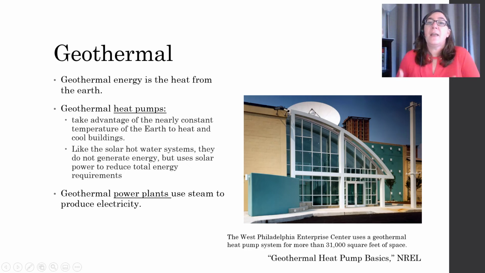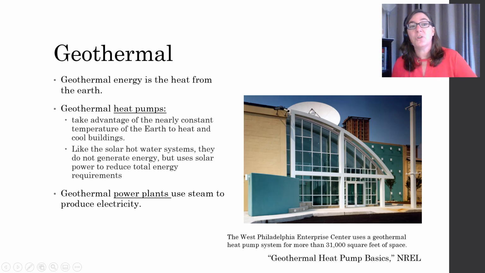Like the solar hot water systems that we saw before, these don't actually generate energy. They don't generate electricity. But they use solar power to reduce the total energy requirements for your building, and therefore, we're talking about it in this category. The heat pumps are going to take advantage of the constant temperature of the earth to become part of the heating and cooling system of your building.